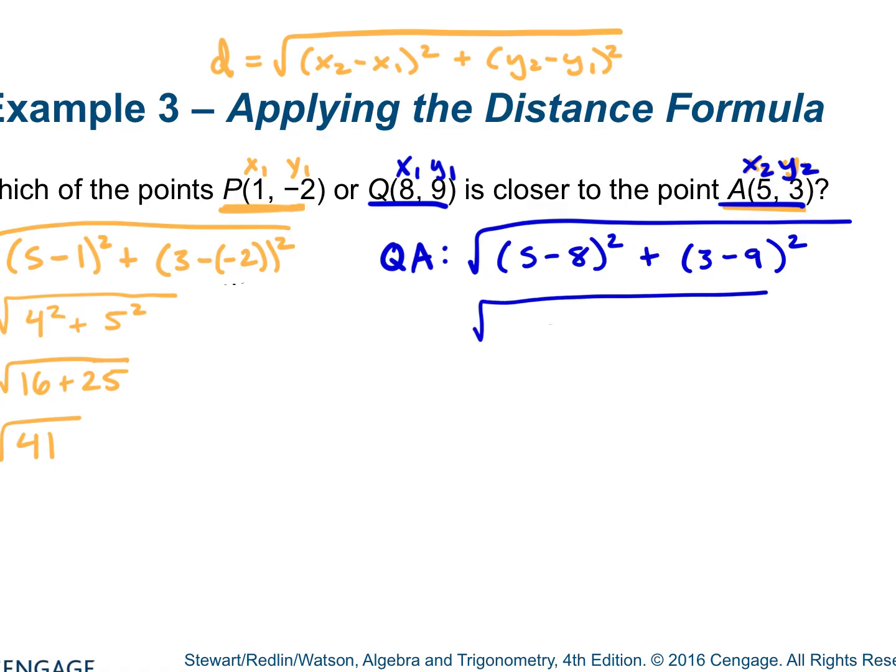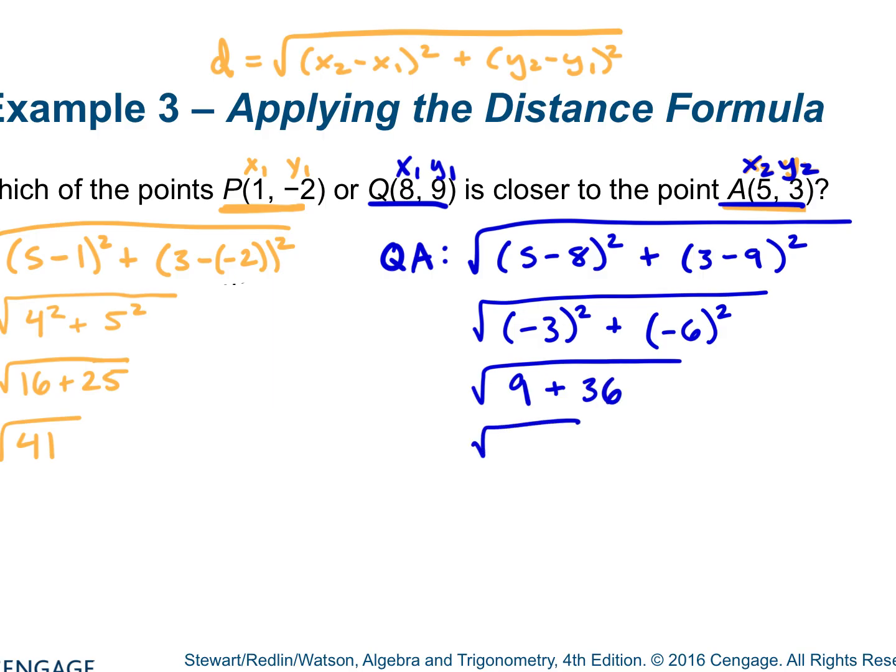What's 5 minus 8? Negative 3 squared plus, what's 3 minus 9? Negative 6 squared. Negative 3 squared is 9. Negative 6 squared? 36. And 9 plus 36? 45.